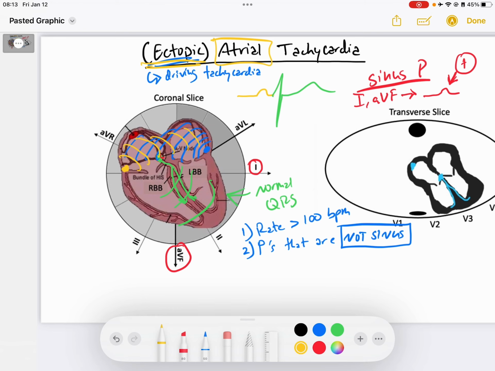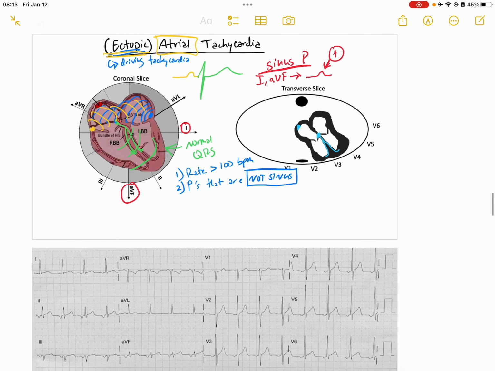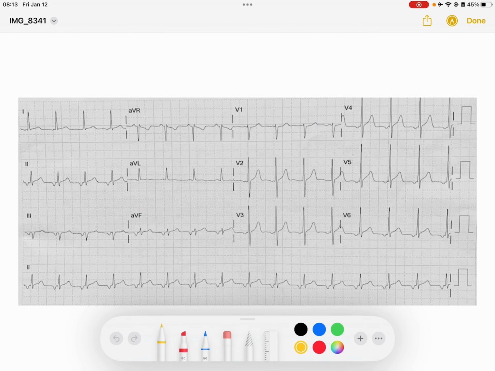And so let's take a look at a rhythm that is a good classic example of ectopic atrial tachycardia. And so what you'll notice, if I look down here in the rhythm strip in lead 2, you see we've got this narrow complex QRS that is occurring, and it's happening right now at a rate of roughly 100 beats per minute. Sometimes a little less, sometimes a little more.